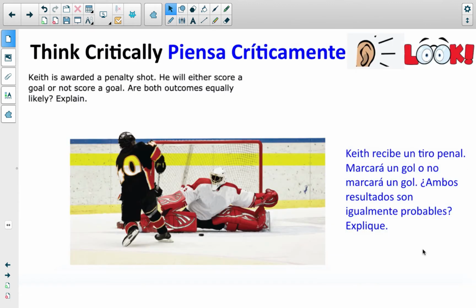Now, I want you guys to think critically about this problem. All right? Keith is awarded a penalty shot. In hockey, when you are awarded a penalty shot, it's basically you one-on-one with the goalie. And let me show you what that looks like.